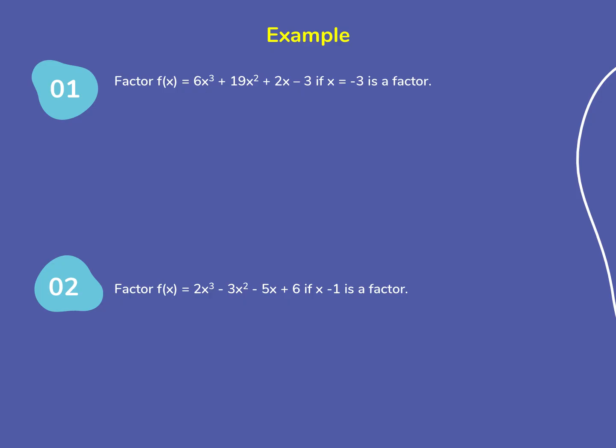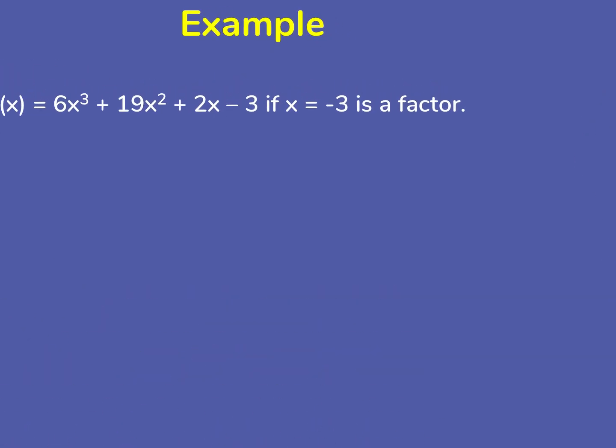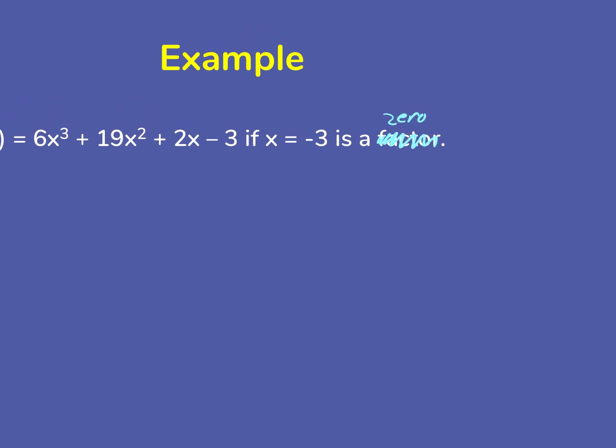Before I start this, I think there's a little bit of a typo in here. This really should say that x equals -3 is a 0. Or if they wanted to say that it was a factor, then you can say x plus 3 is a factor.